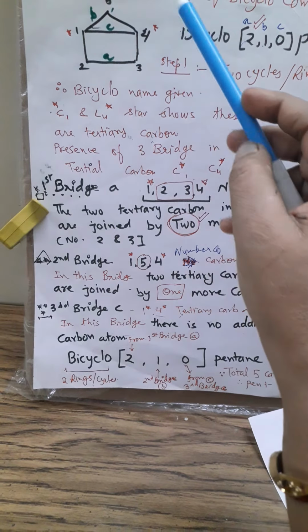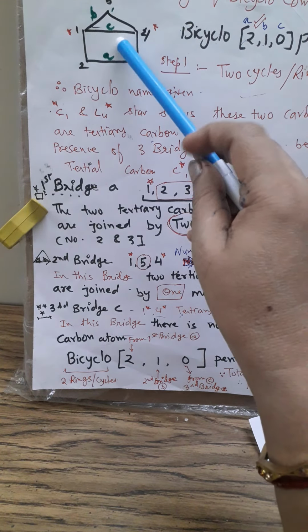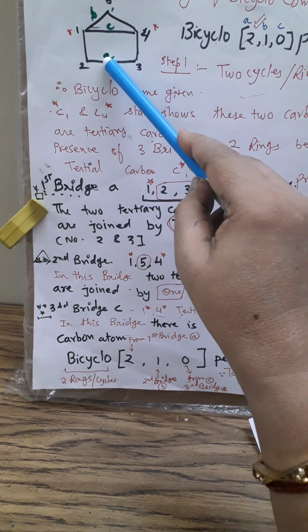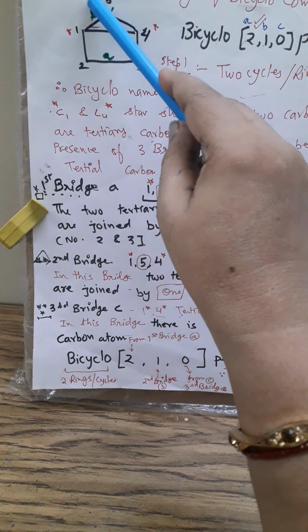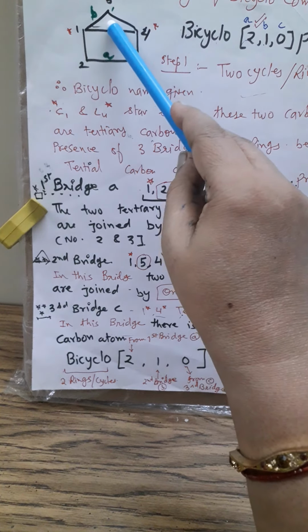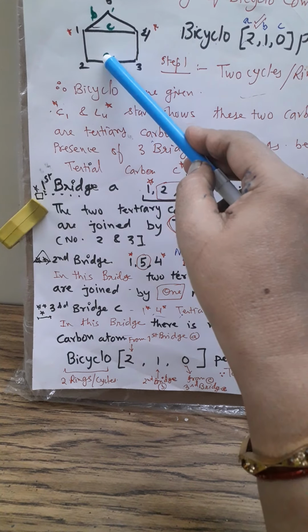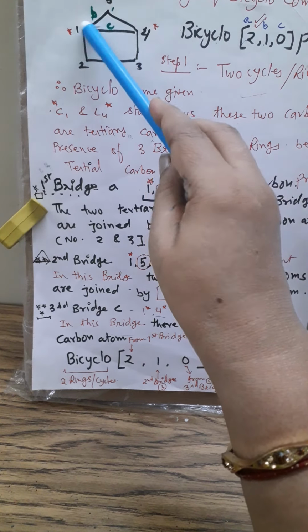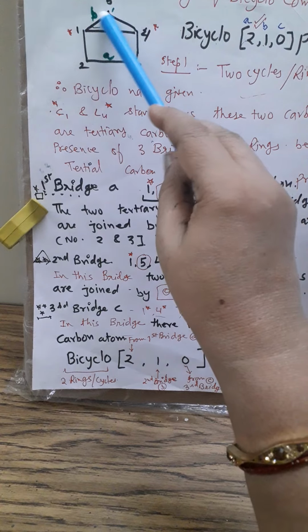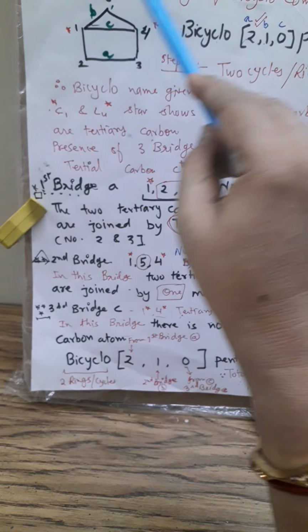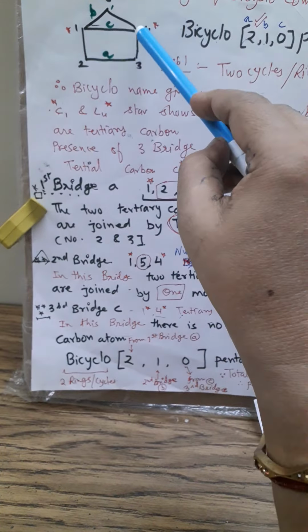Clear to you? Now you see, this rectangle I name it A, and this triangle I name it B, and the straight line I name it C. So what are A, B, C? These are three bridges. This is A, the first bridge, which contains 1, 2, 3, 4, and bridge B contains 1, 5, 4, and bridge C has 1, 4, that is 1 star, 4 star. Clear?